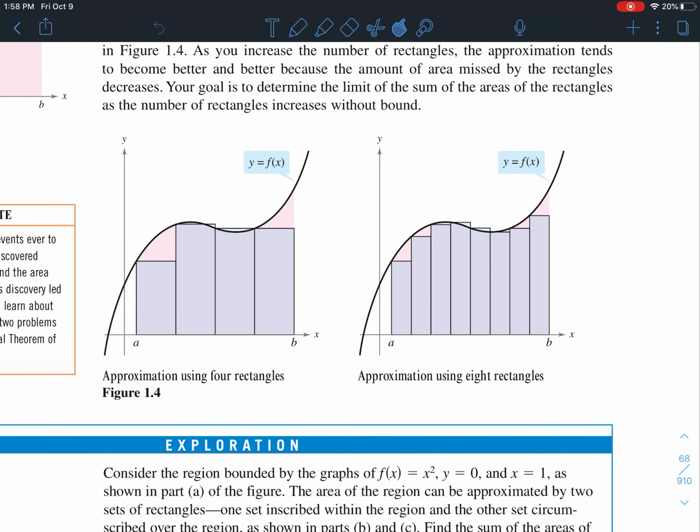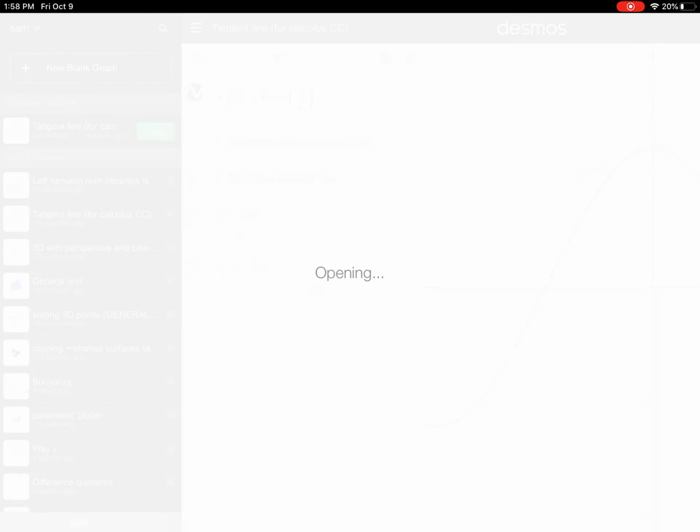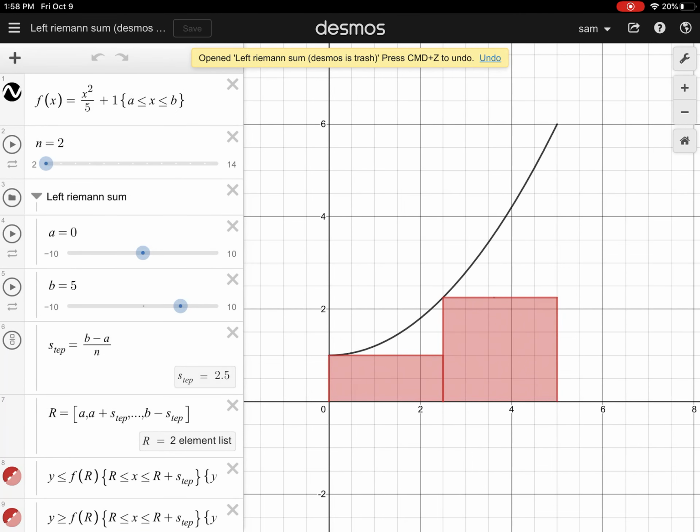So I have another Desmos thing for this. It's the area problem. This is called a left Riemann sum. That doesn't really matter right now, but that's what it's called. So as you can see, we want to approximate the area between A and B, which, as you can see on the left here, is 0 and 5. So A equals 0, B equals 5. We want to know the area under x squared over 5 plus 1 between x equals 0 and x equals 5. So right now you see that there's only two rectangles.